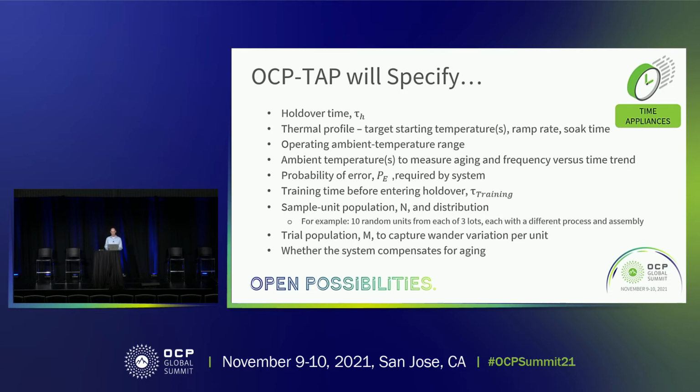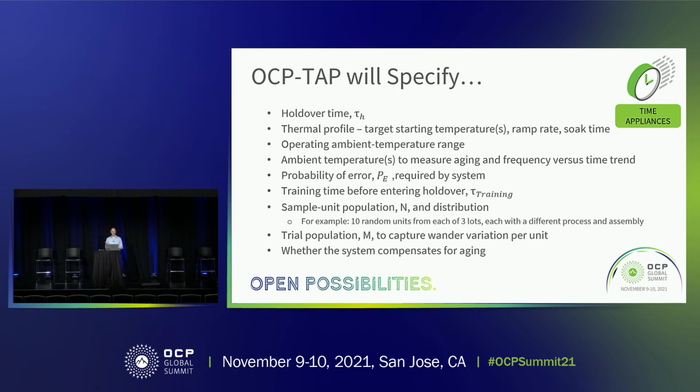And then we have the number of units in a population. So in general, when people talk about holdover, they talk about it in the industry as holdover for one device. But in OCP-TAP, we want to quantify it for a particular product line. So if SciTime or another company is selling you an oscillator, we want to be able to report for that family of oscillators, and we ship you millions of units, hopefully, how many of those units are going to be within our specification? So in order to do that, when we create this methodology, we're going to specify the number of units that we need to test, and that's the capital value N. So that's the sample unit population.